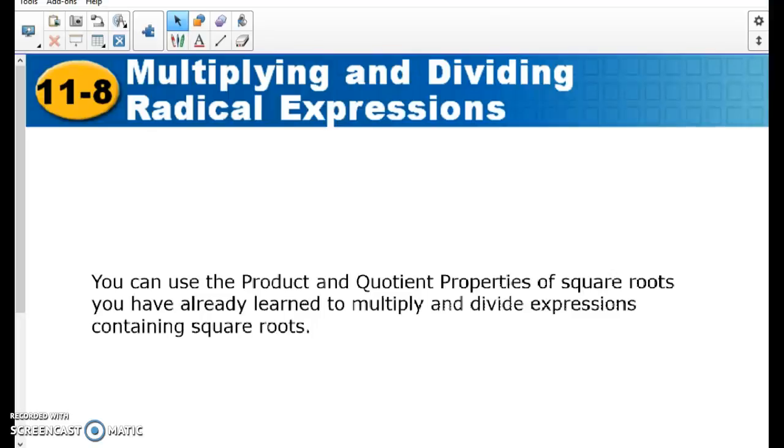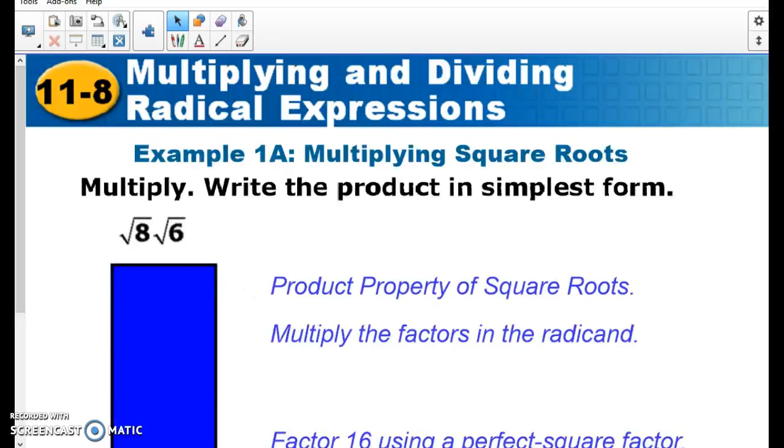Hello, this is Mr. Muller for section 11-8, multiplying and dividing radical expressions. So there's going to be three different kinds of problems that we're going to learn about today.